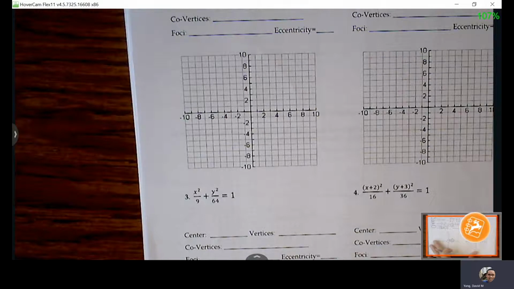Okay, again, look to see what is larger in the denominator. Whatever is the larger value is your A value or your A squared. And depending on whether it's under the X or under the Y, that's also going to tell you how the ellipse is going to look, right? Is it going to be longer along the horizontal or longer along the vertical? Does anybody still need this page?